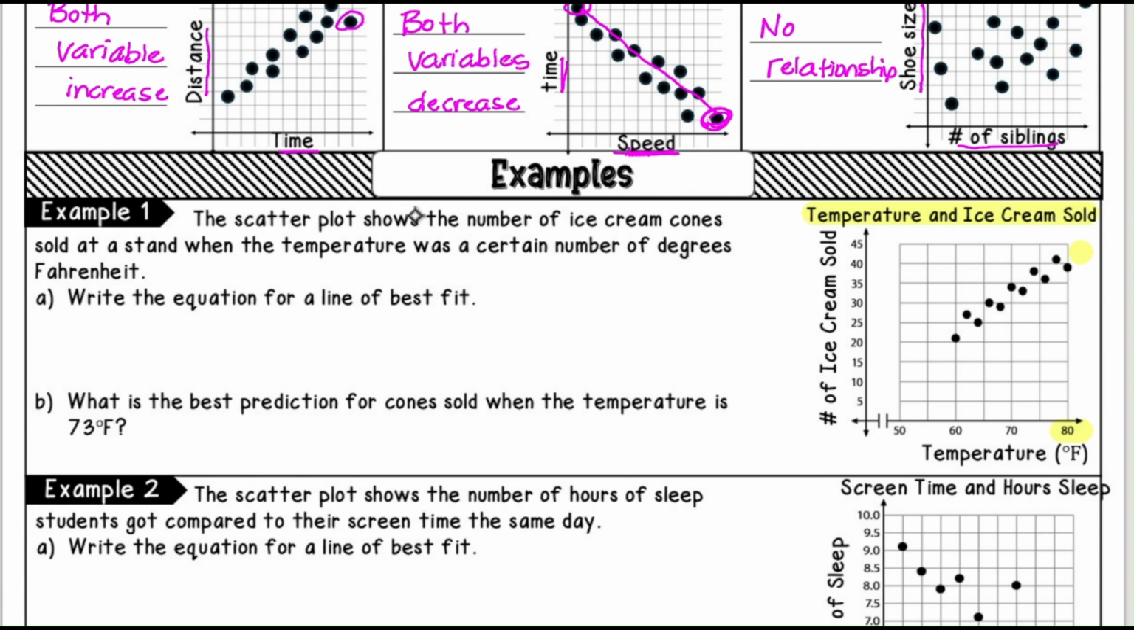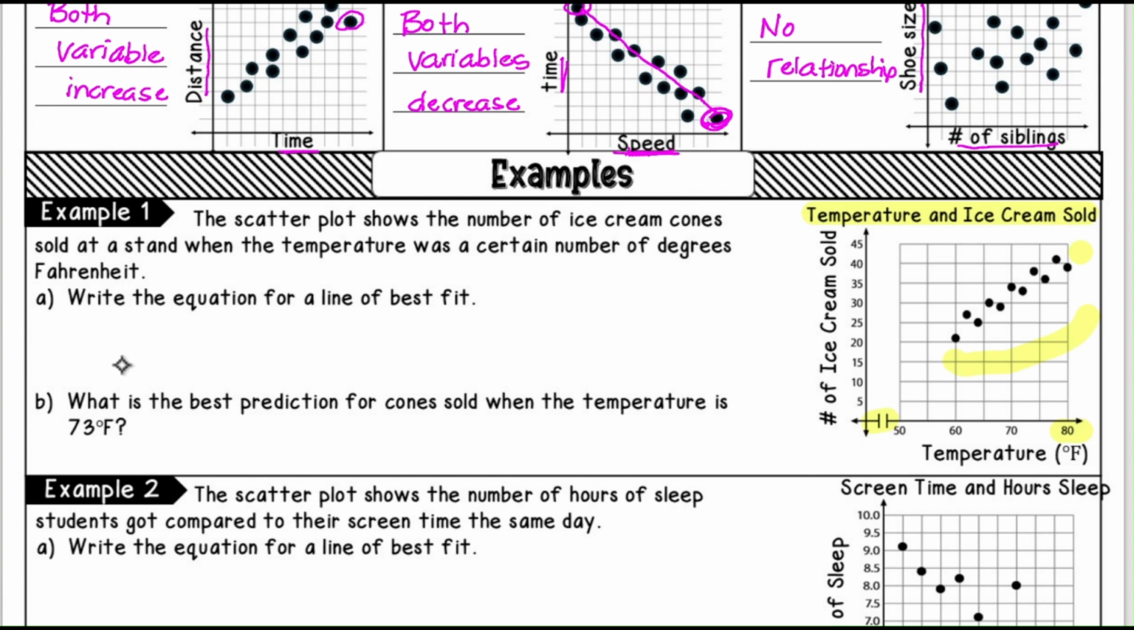So it says this scatter plot shows the number of ice cream cones sold at a stand when the temperature was a certain number of degrees Fahrenheit. Now notice I kind of broke the graph here, because the 0 to 50 would just make the graph too wide to fit on here. So this little symbol here just means that we removed that chunk, because the data that we wanted to look at was just over here. Okay, so let's go ahead and start figuring stuff out here.